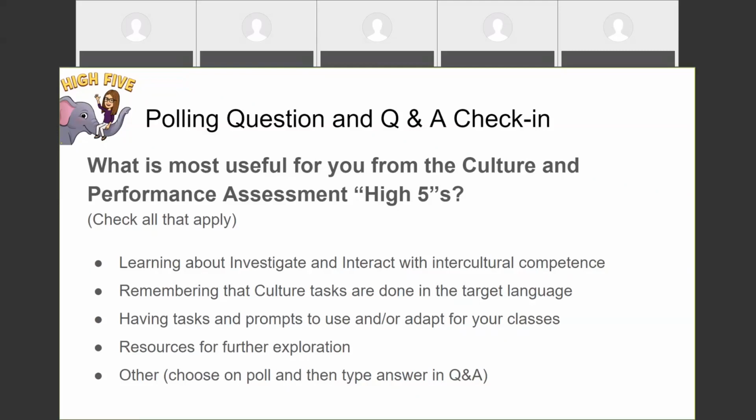All right, we're almost done with this question. Be sure and get your response in so that we can see what everybody thought would be most useful from this section. Let's take a look.